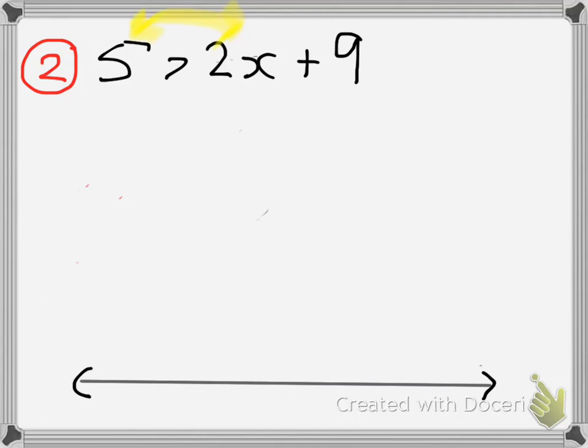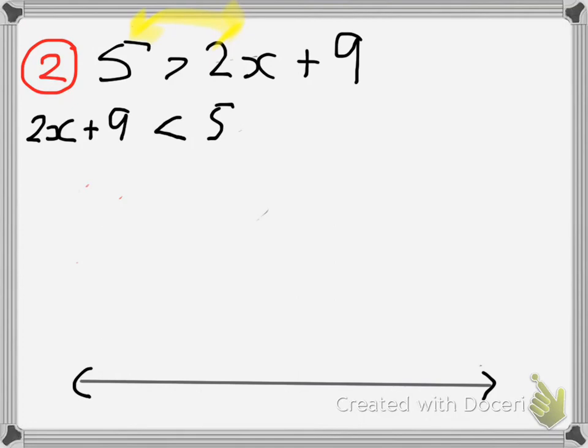As soon as I swap the left-hand side and the right-hand side around, I need to make sure I swap the direction of my inequality sign. So it's going from a greater than to a less than. On the left-hand side, I now write 2x plus 9, and on the right-hand side, I've got 5. So my inequality now becomes 2x plus 9 is less than 5. The critical step there was that when I swapped my left-hand side and my right-hand side, I also swapped the direction of the inequality sign.